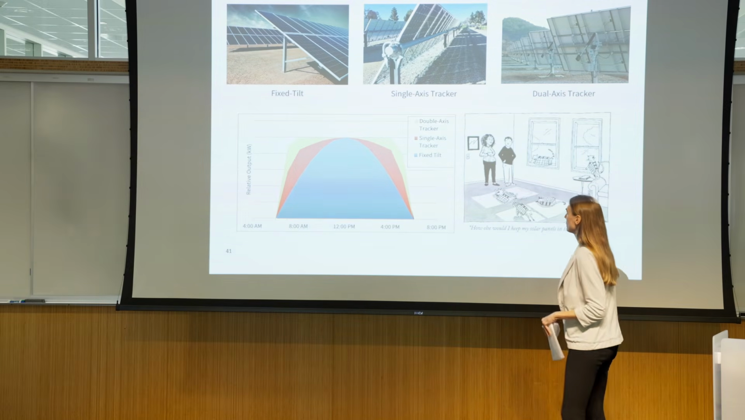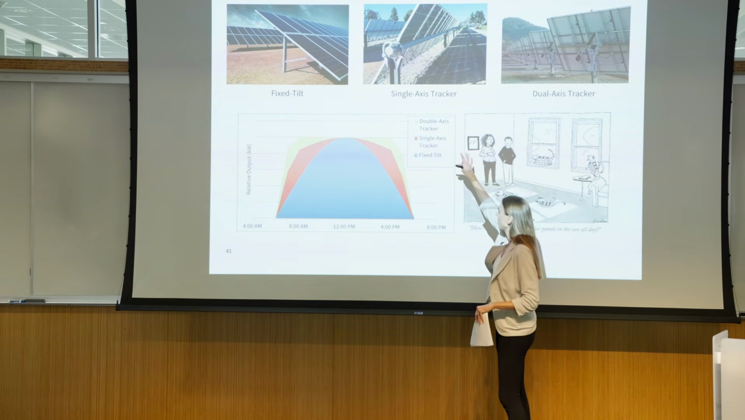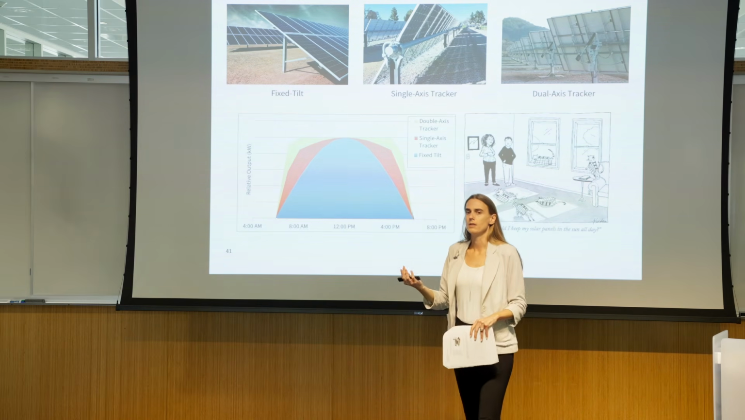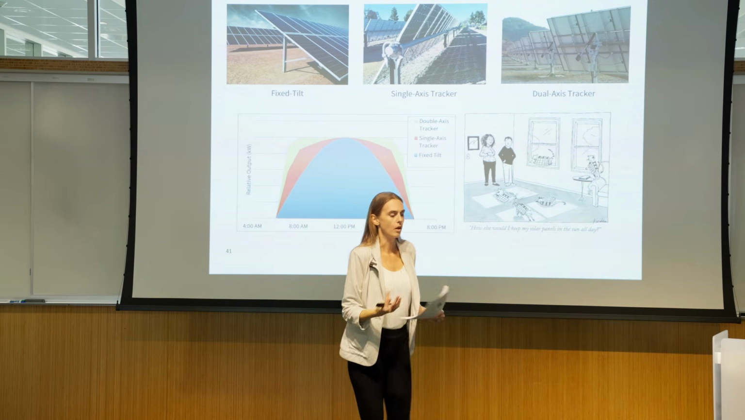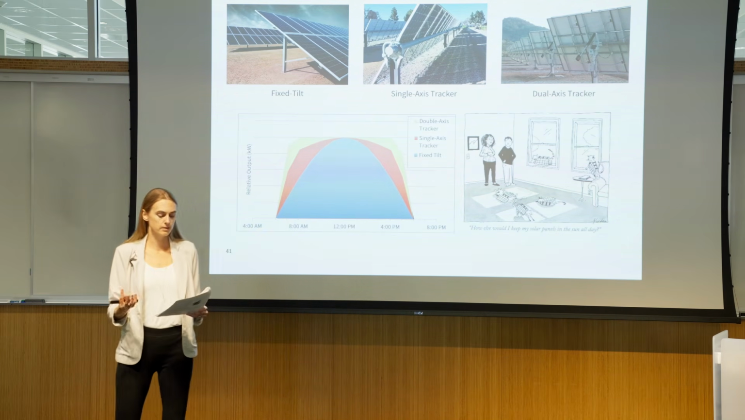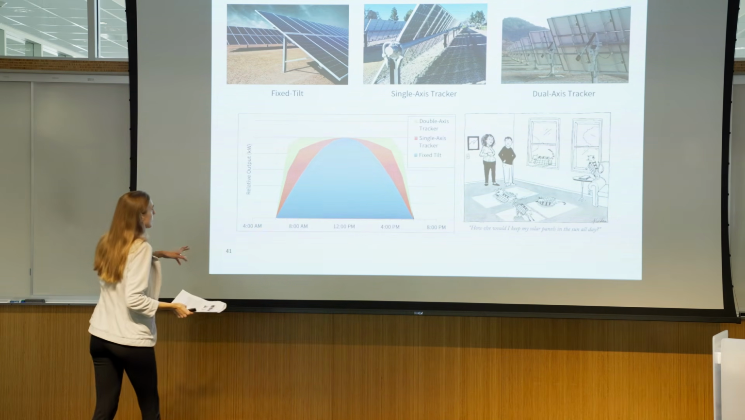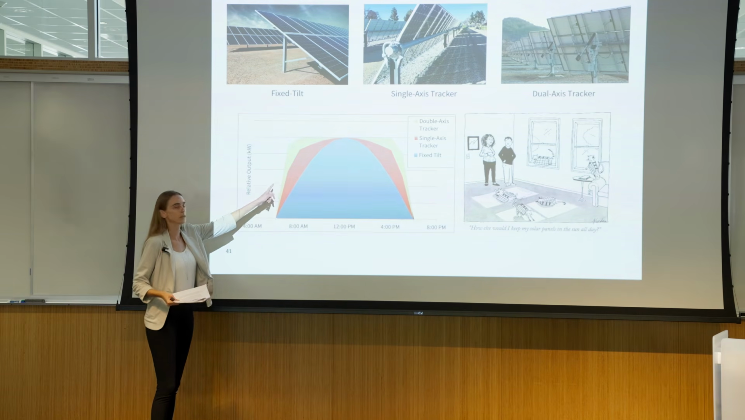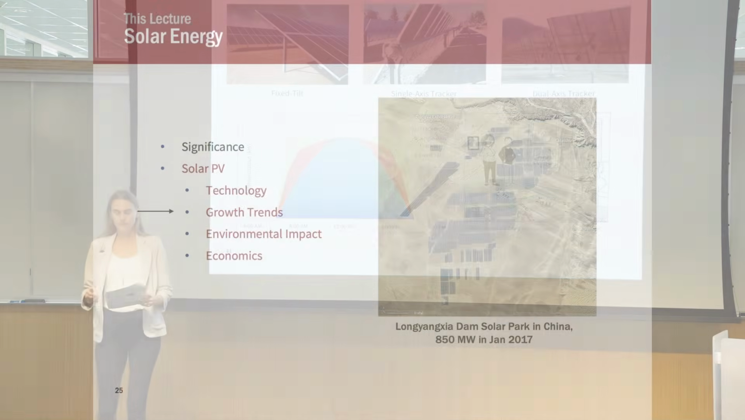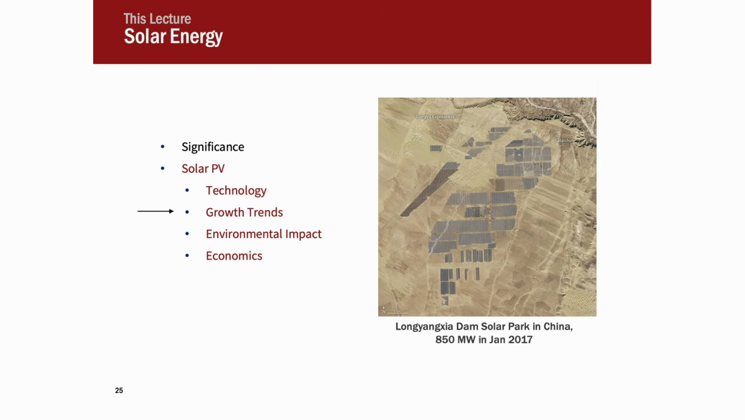Most of the time, we don't see a lot of double axis tracking, dual axis tracking out in the field because the additional costs of those moving parts isn't really offset by the productivity gains. But most utility scale solar projects you'll see have single axis tracking in order to take advantage of that productivity boost. All right, so let's talk about the solar industry and kind of growth trends in that solar industry.